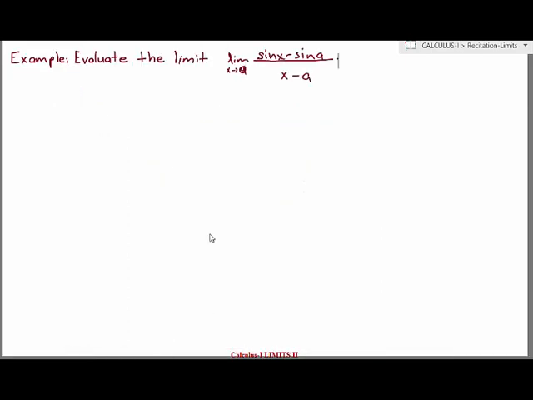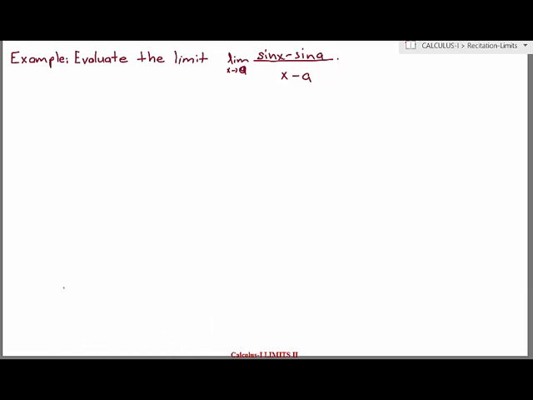This problem is also a similar problem. We have limit when x tends to a, sin x minus sin a over x minus a. It's again an indeterminate form, since when x tends to a, we have sin a minus sin a in numerator, and we have a minus a in denominator of the expression. So we have 0 over 0 indeterminate form. We should simplify or write an equivalent form of this expression.